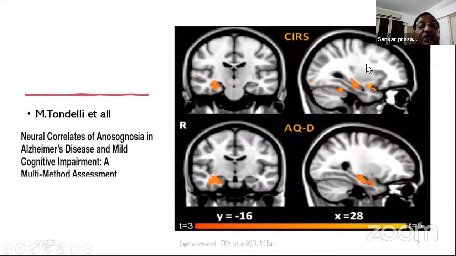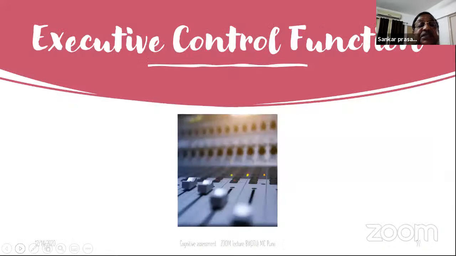Right. So they also showed that it is the medial temporal lobe atrophy that is also responsible, but these are functional studies of the Alzheimer's disease cases.